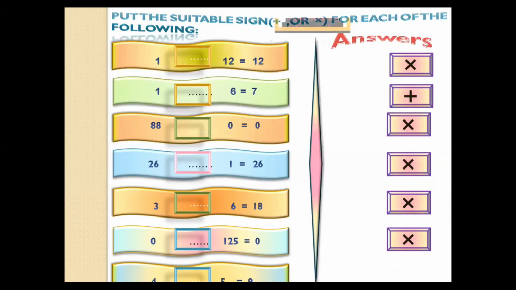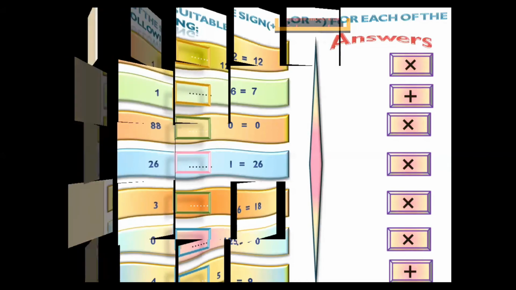4 and 5, we get the result 9. If we put 4 by 5, we must get 20, but here we have 9. So the suitable sign here is 4 plus 5 to get 9.